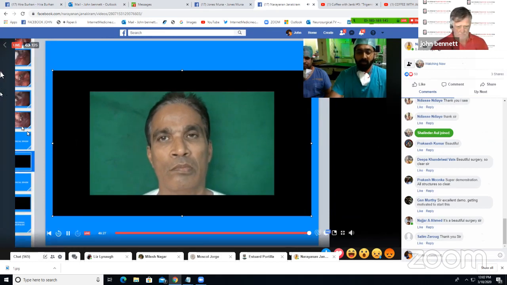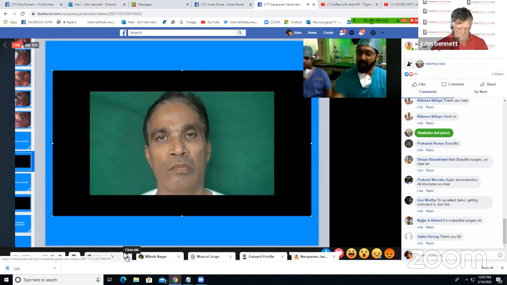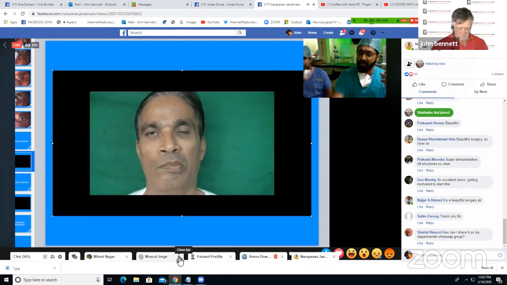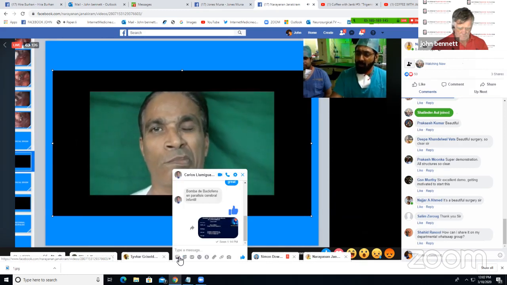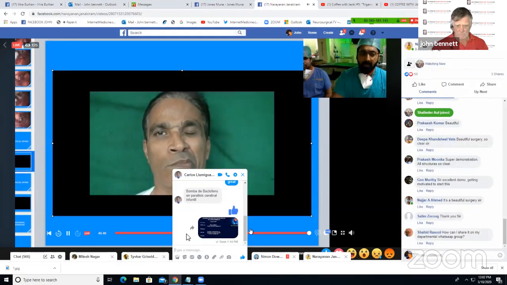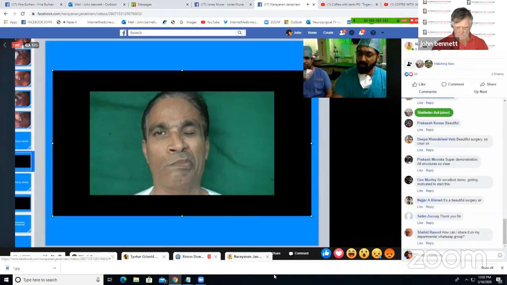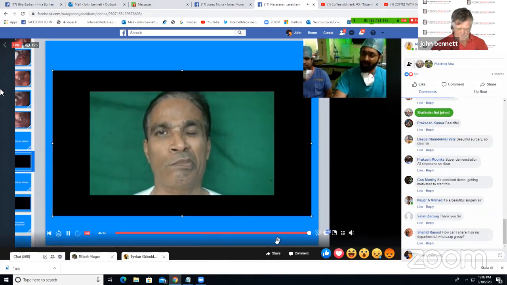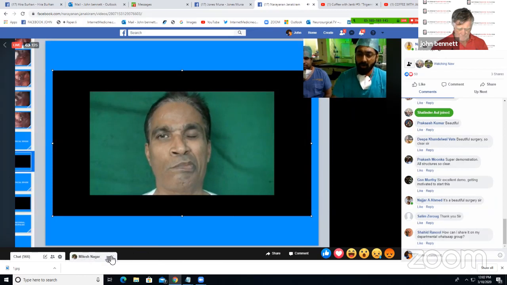This patient actually was from Gujarat, and he couldn't even drive a car because his eye was going in for severe spasm. See how prolonged spasm this patient has. And you see that it's continuously going in for spasm. Now let us see the surgery, how the surgery goes.